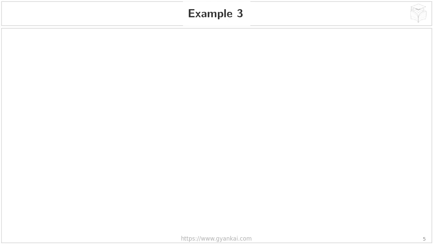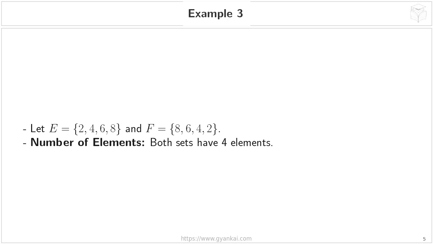Example 3. Let's move on to our next example. On this slide, we have two sets, E and F. Set E is defined as containing the numbers 2, 4, 6, and 8. And set F contains the numbers 8, 6, 4, and 2. Now let's first check the number of elements. As you can see, both sets have 4 elements, so at first glance they might seem equal. But remember from the previous slides, simply having the same number of elements isn't enough to guarantee equality.